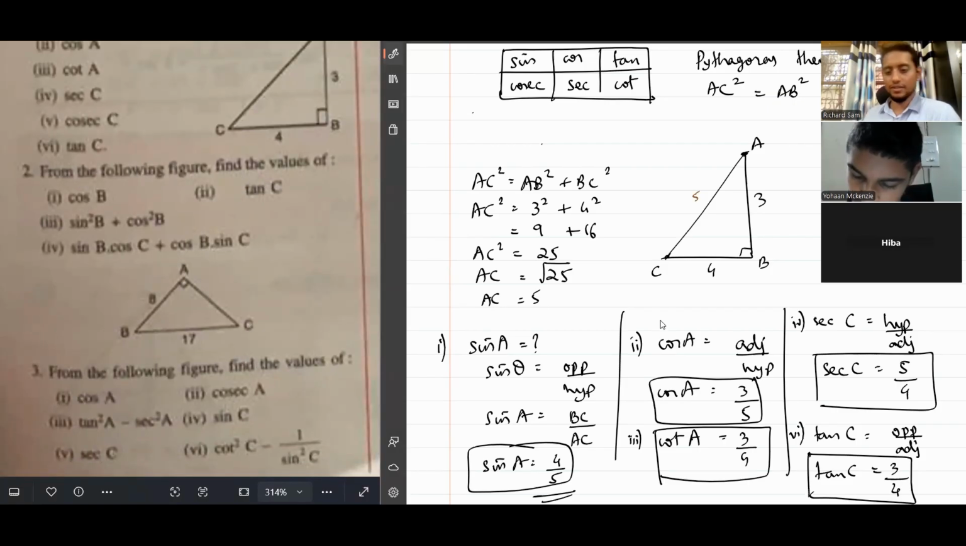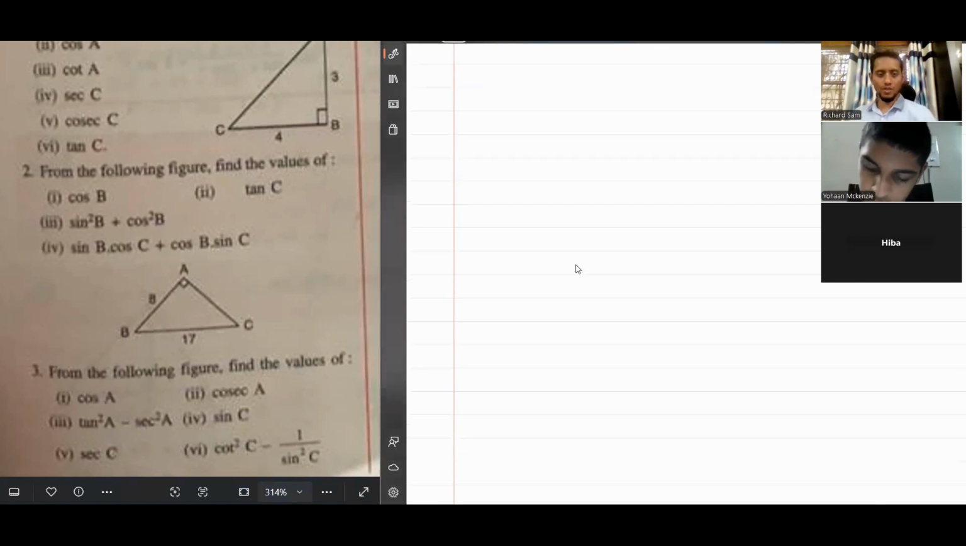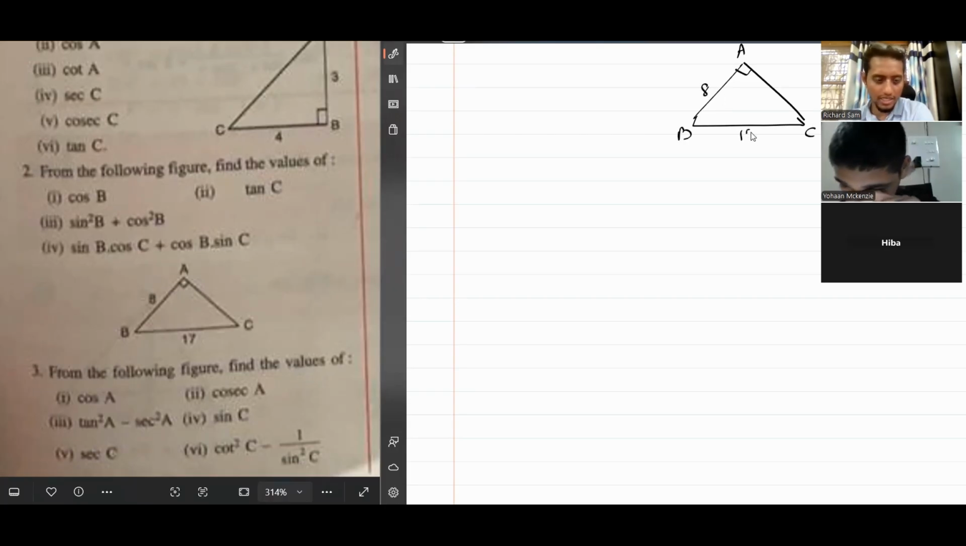Now look at the triangle here. What all sides do we have? This is your right angle triangle. The right angle is here on top at A. This is B and C. So they have given two sides, 8 and 17. So first, using Pythagoras formula, you'll find AC.